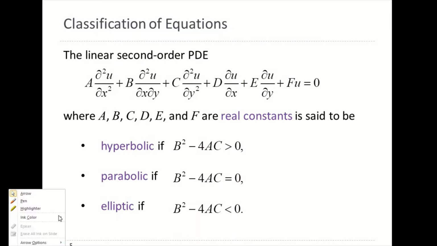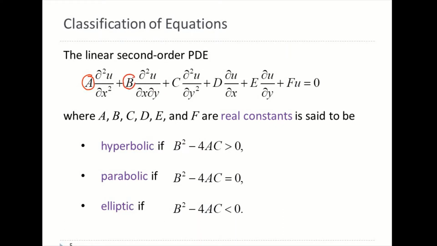Second order PDEs can be classified into hyperbolic, parabolic and elliptic. If b squared minus 4ac is greater than 0, it is hyperbolic; parabolic if it is equal to 0, and elliptic if it is less than 0. Our concern here is the coefficient in front of delta squared u over delta x squared, which is A. B is the coefficient multiplying delta squared u over delta x delta y, and C is the coefficient multiplying delta squared u over delta y squared. The other coefficients can be ignored in order to classify the PDE.